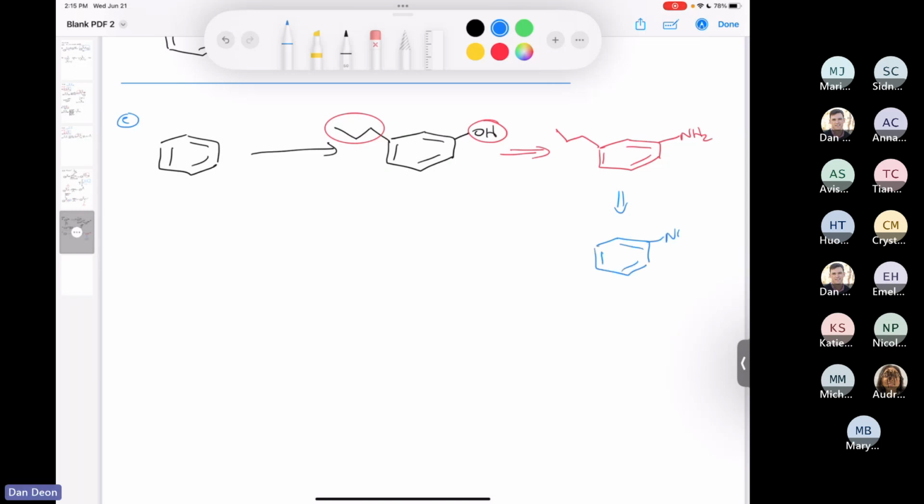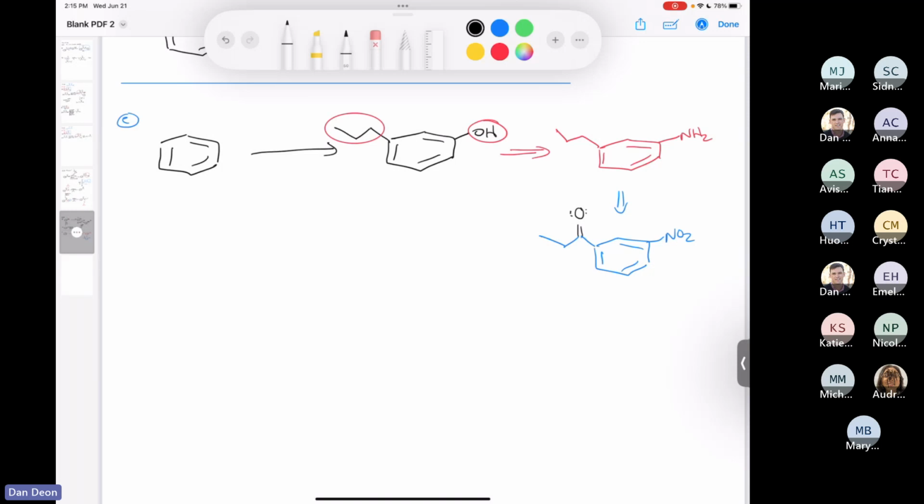And we know that the nitro is an ortho-para-director, but we can't install a propyl group directly, can we? We know that that's going to undergo a carbocation rearrangement if we try to do a Friedel-Crafts alkylation, but we could do an acylation, right? And then burn off the carbonyl. We could do that using a Clemmensen reduction.